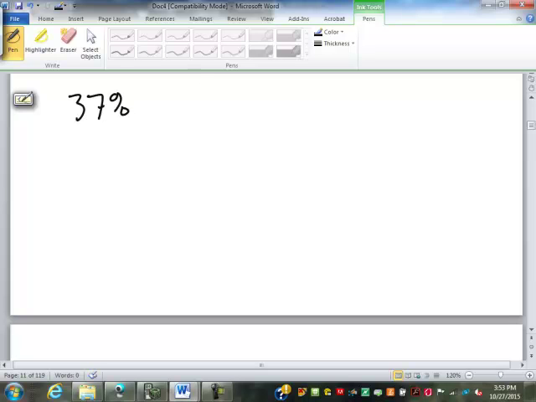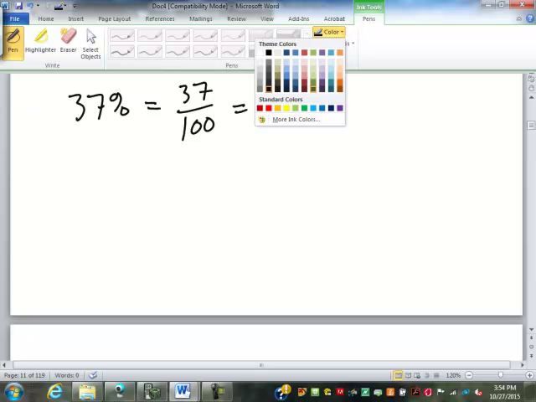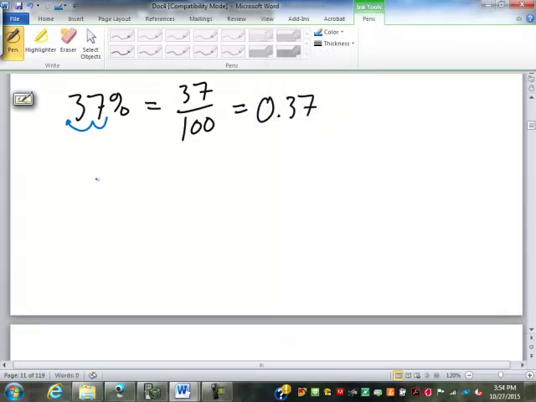So we said 37% was 37 out of 100. Remember, we've been over this before. So 37 out of 100, if you want to turn it into a decimal, we're going to divide it. 37 divided by 100 is 0.37. To turn any percent into a decimal, since it's out of 100, it's divided by 100. And when we divide anything by 100, all it does is move the decimal point over 2 spots, like that.